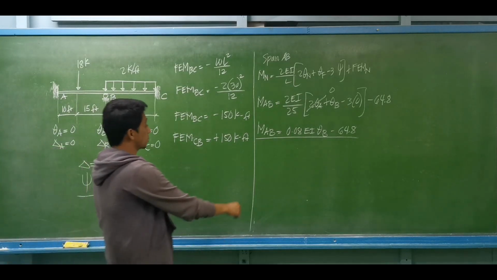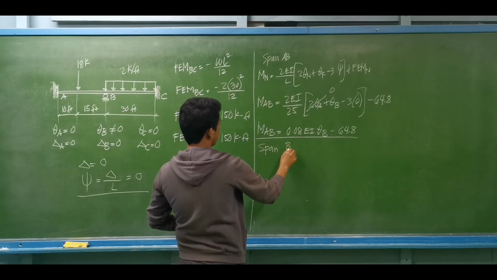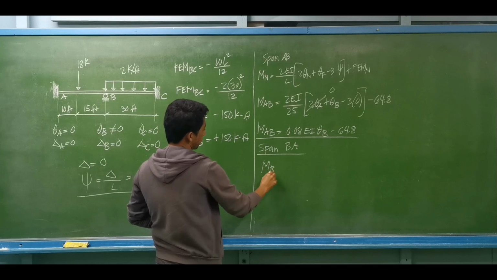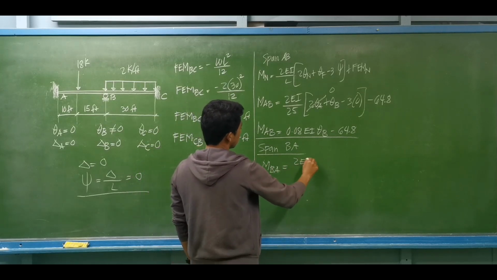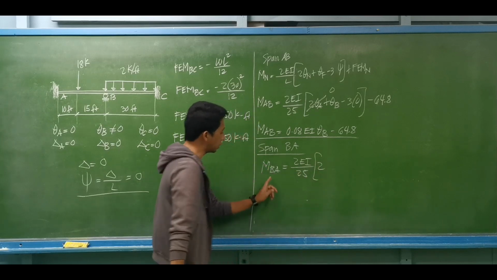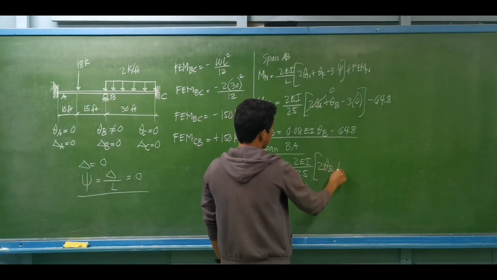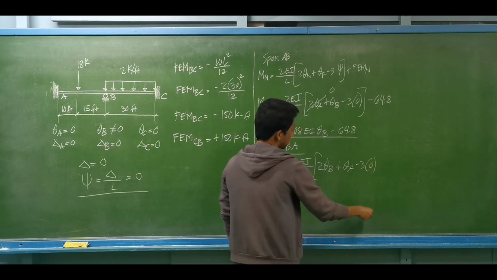And then we consider the next span. This is for span BA. We have the moment for span BA is equal to 2EI, the span is equal to 25 feet. This is multiplied by twice, what is our near point? That is point B. Twice of theta B plus theta A minus 3 times psi, which is 0.